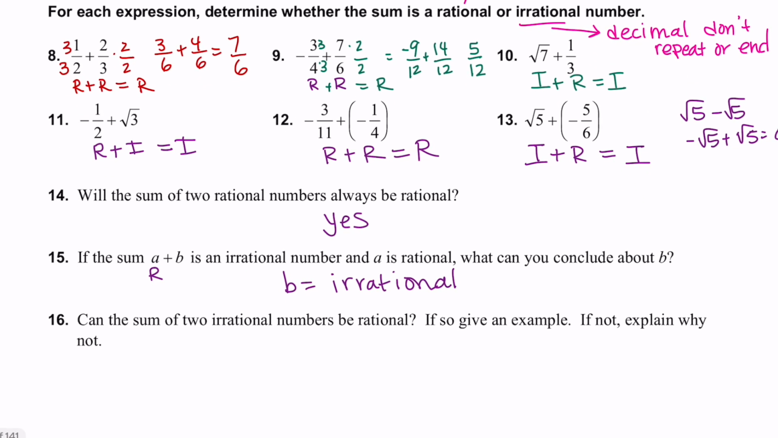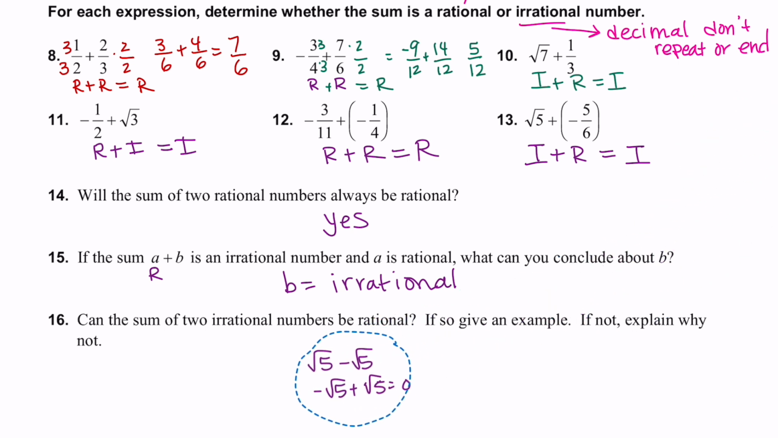Can the sum of two irrational numbers be rational? If so, we're going to give an example. I guess I did this too early. This should be down here. If I had a positive square root of 5 minus a square root of 5, or negative square root of 5 plus square root of 5, that would equal 0, which is rational. So that would be an example. Yes, it can be rational, and we have an example here.